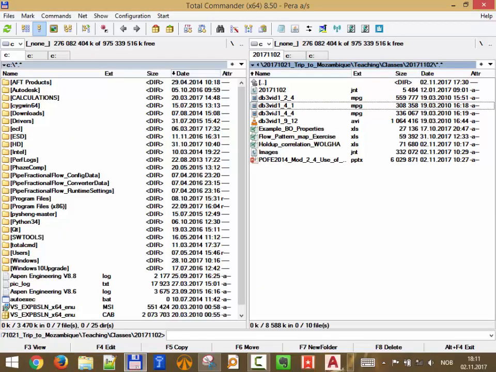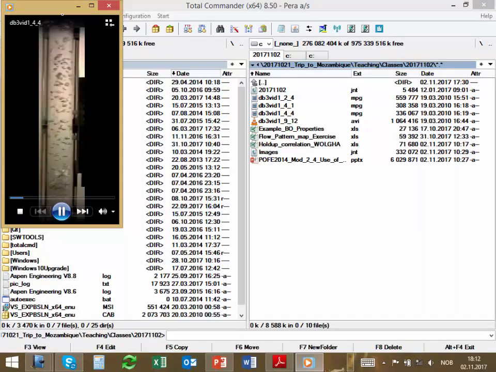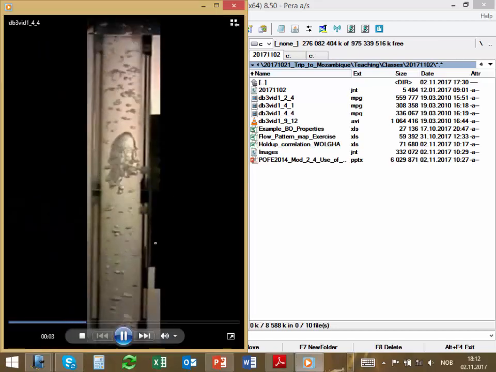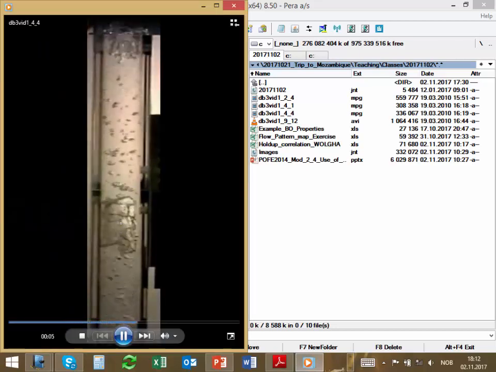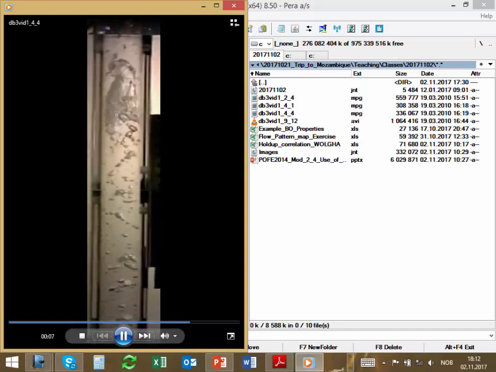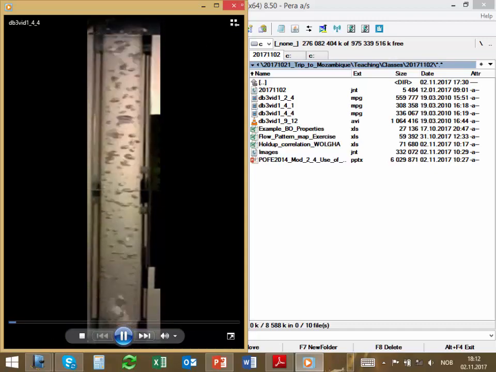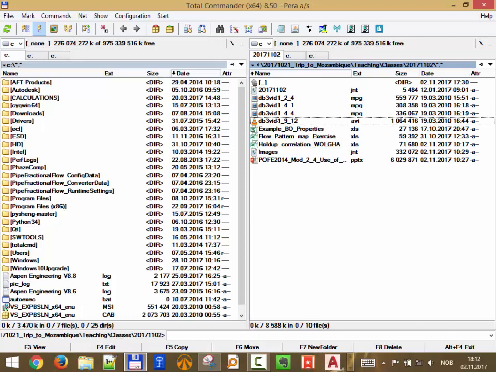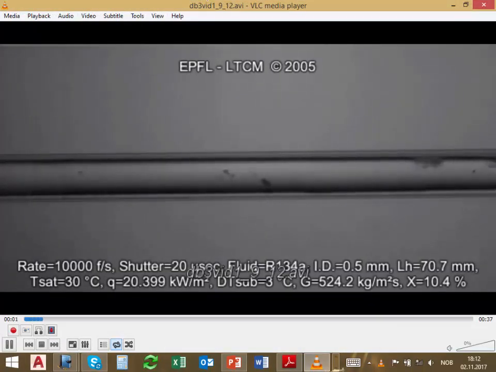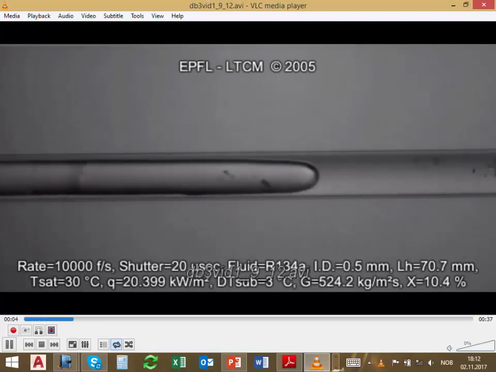Let's see another one. Which one is that? Bubble. Okay, they go very nice, very slow. They don't mix between them. Let's see this one. Also some bubble, but you're starting to have some bigger ones, some slugs. But it will be like bubble flow. This one? That's slug. You get batches of gas and batches of liquid.